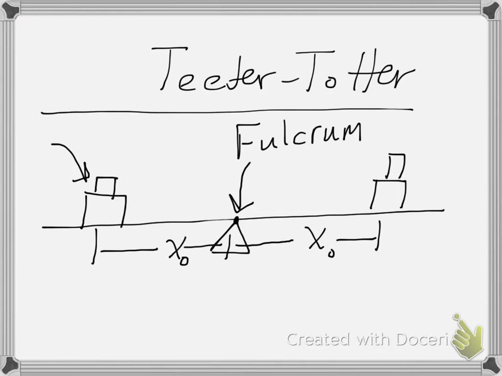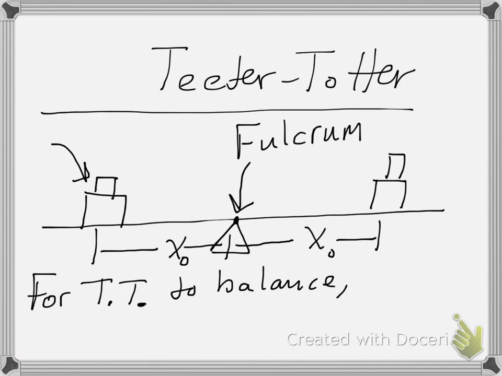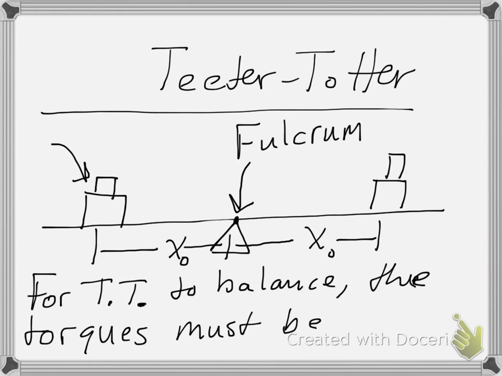Now, why do I want to do that? Because for balances, or teeter-totters (TT), to balance, the torques must be equal on each side. Okay, so for the teeter-totter balance, the torques must be equal.